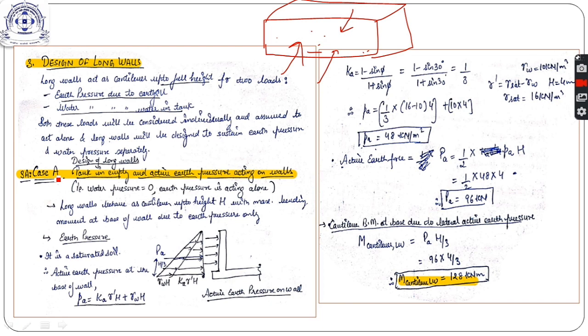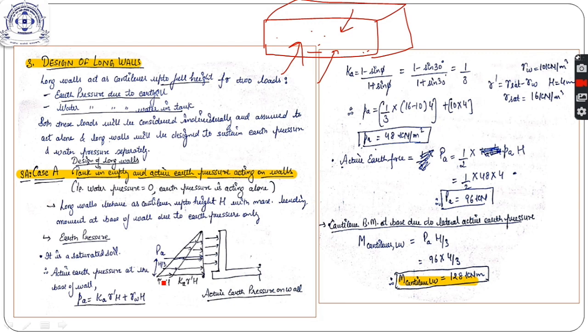The first case I am taking is the design of long walls when the tank is empty and active earth pressure is acting on the walls. So we only consider earth pressure, and forget about the water pressure for now. The long wall behaves like a cantilever up to capital H height with this lateral earth force, as this is a saturated soil as given in the question. So the lateral earth force diagram will be like this.